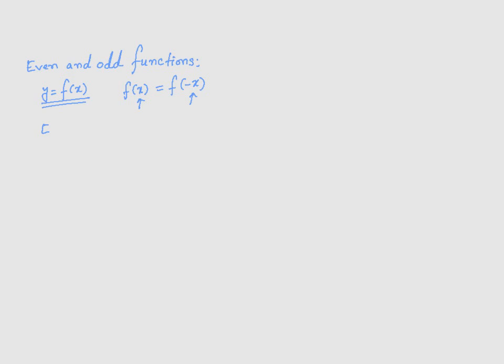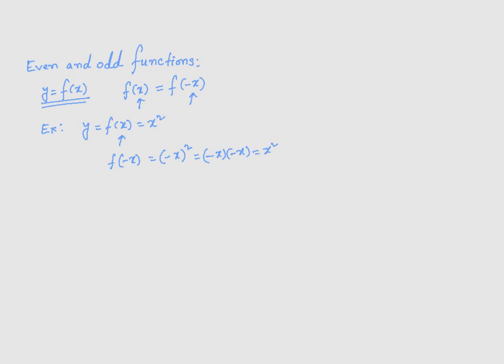Here is a very easy example that we have been dealing with. y is equal to f of x is equal to x squared. If I replace this x by negative x, then what happens? It's going to be negative x whole squared, which is negative x times negative x, which is just x squared. So it doesn't change.